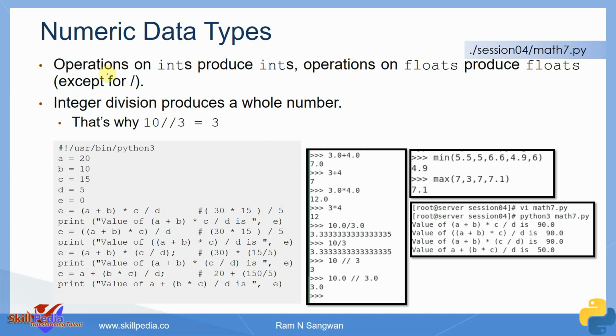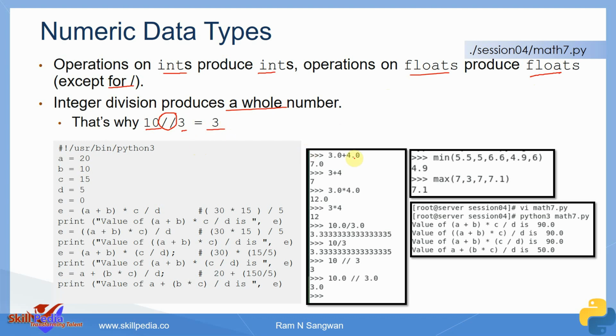So these are simple operations on integers. Operations on integers will produce integers. Operations on floats will produce floats. Except for division. Integer division produces the whole number. That is called integer division or floor division, right? 10 divided by 3, so you'll get only the whole number.